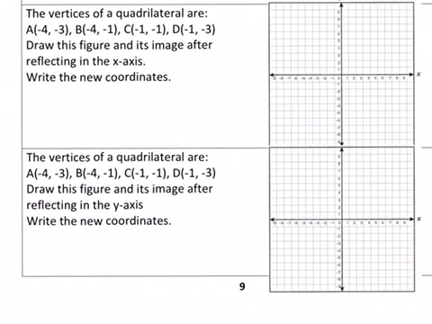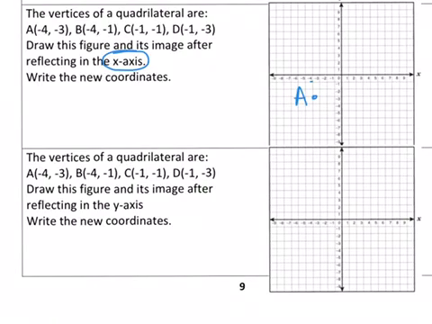Now we have a couple more examples to do. I'm going to do the first one with you, and you guys are going to keep that last one for yourselves. The vertices of a quadrilateral are A, B, C, and D. Draw this figure and its image after reflecting in the x-axis. Then we have to write the new coordinates. So what I'm going to do first is I'm going to plot my points for that original figure.